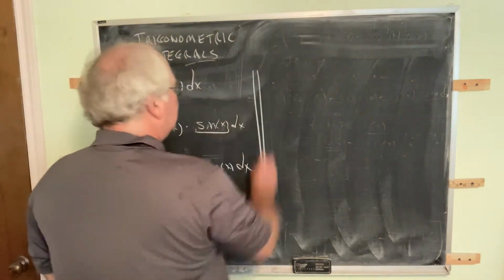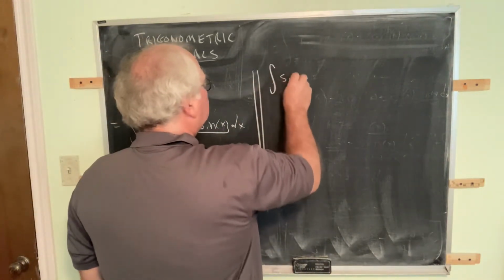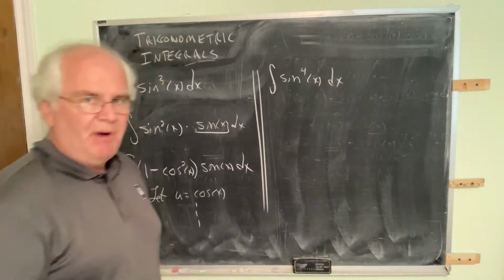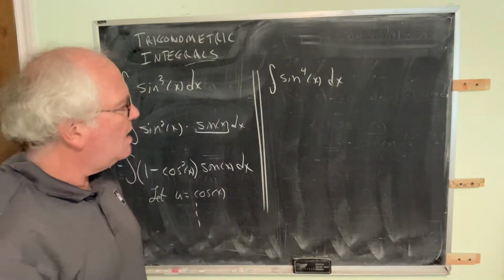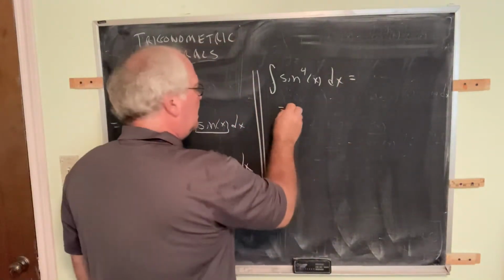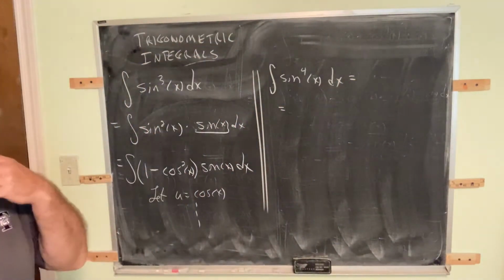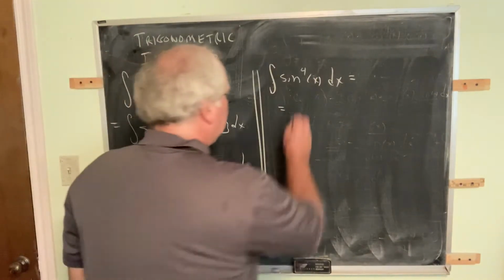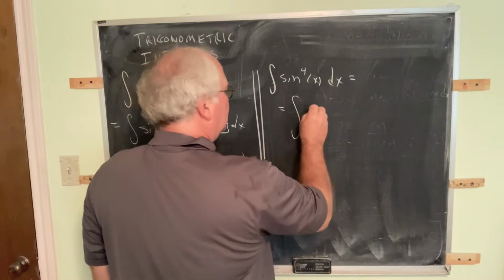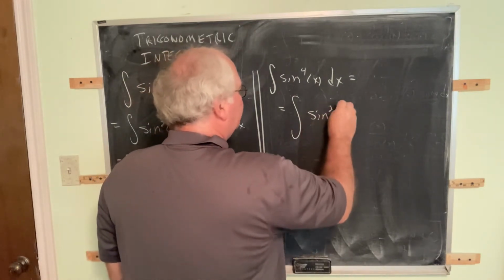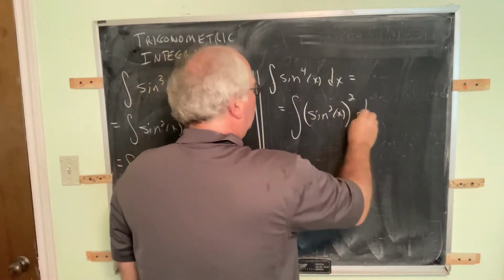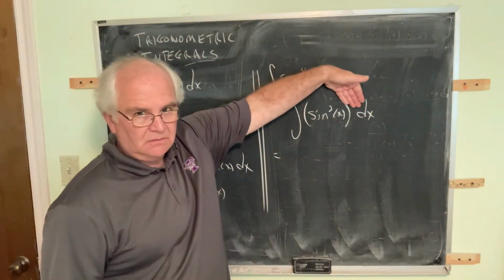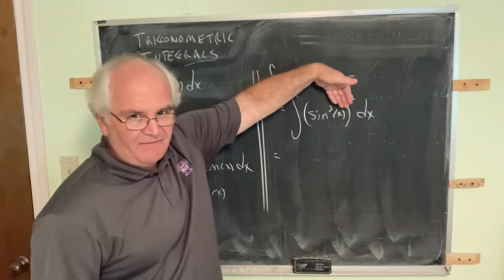Person might say, well, what happens if they're both? What if it's even? Well, now this is not the same procedure as before because we don't have one of the exponents odd. So what we do is you rely on, this is sine squared. And recall how we did sine squared. Sine squared, we have to use the half angle formula.